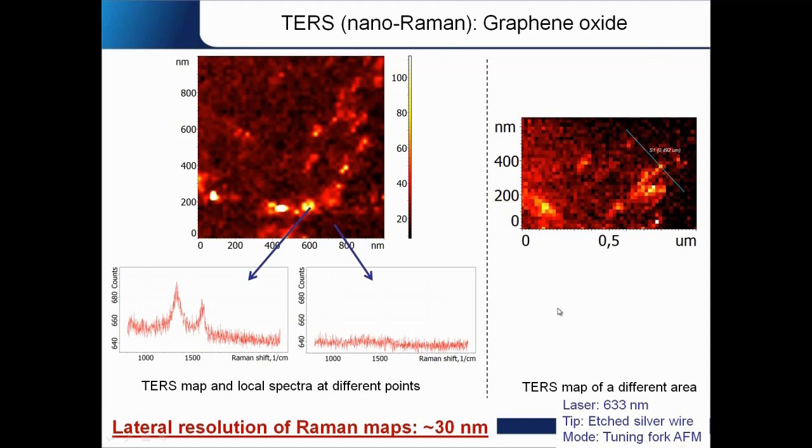To finalize with carbon materials, I'll show you some more data on graphene oxide. You can see a high resolution TERS map, corresponding point spectra and some magnified part of the sample from which we can estimate the resolution of the imaging to be close to 30 nanometers. That was done with a tuning fork AFM with etched silver wire.